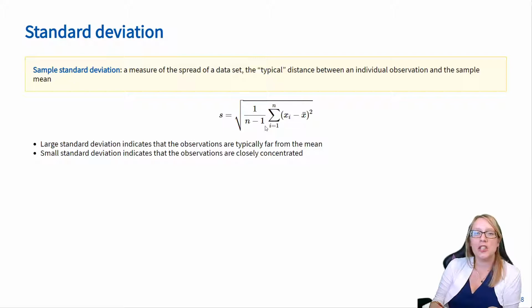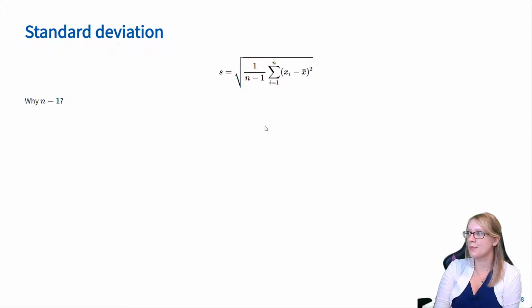The interpretation of this, what does this mean? Well, data sets or variables with large standard deviations tend to be pretty spread out. The observations tend to be pretty far from the mean. Whereas if that standard deviation is pretty small, that tells you that the observations are typically very close to the mean. Why are we using n minus 1 here?